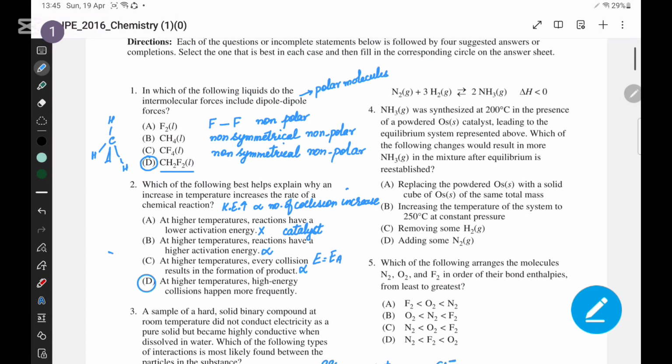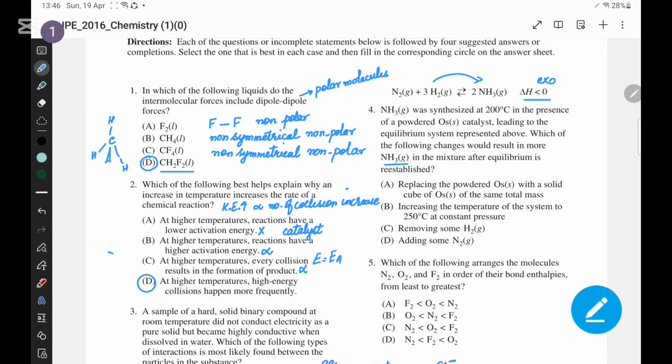Now they are saying NH3 was synthesized at 200 degrees Celsius in the presence of a powdered catalyst, leading to the equilibrium represented above. Which of the following changes would result in more NH3 in the mixture after equilibrium is re-established? The reaction is exothermic in the forward direction. And they want to know how more NH3 would be produced, so definitely the reaction has to move in the forward direction.